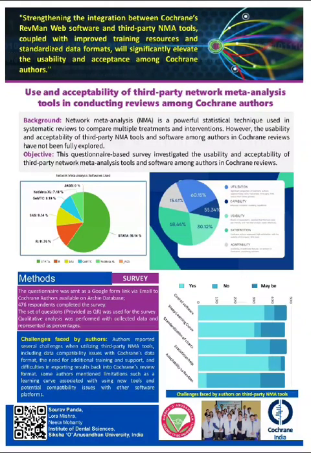This survey was provided as a Google Form link via email to Cochrane authors available on RG databases. There were 476 respondents who completed the survey. A set of 13 questions was used for this survey, and a qualitative analysis was performed with the collected data, represented as percentages.